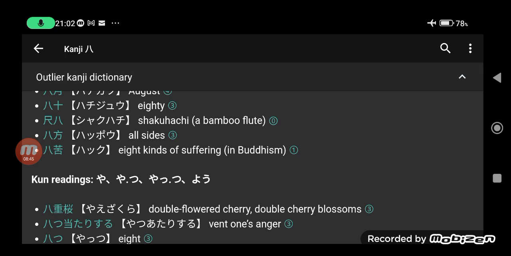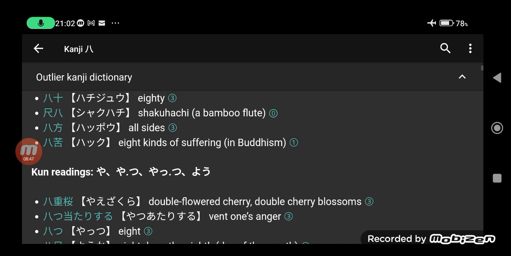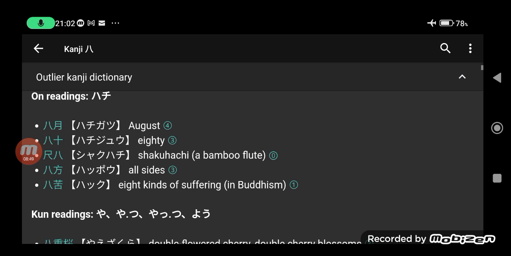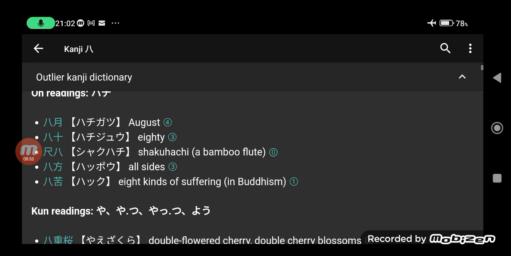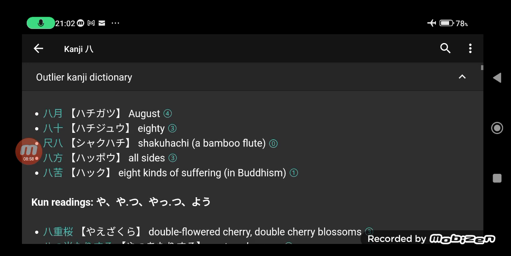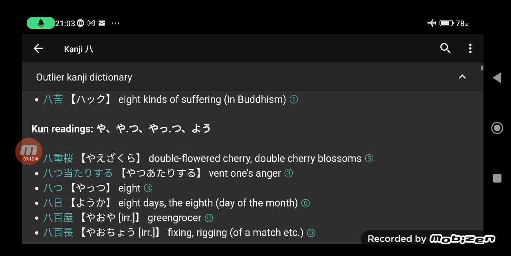Okay, so again, haku. The chi part in the hachi reading acts as a consonant doubler for the ku, for the k in the ku. So this is not hachiku, but it is read as haku. We have a stressed pronunciation for the ku. Haku means 8 kinds of suffering in Buddhism.